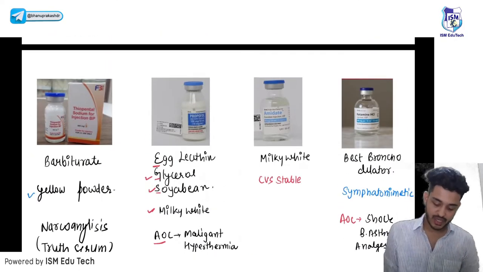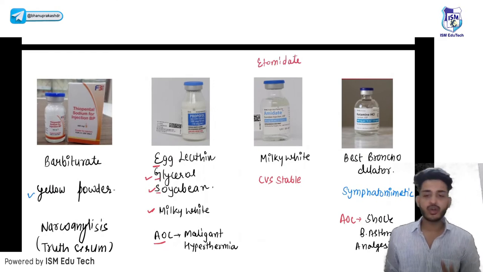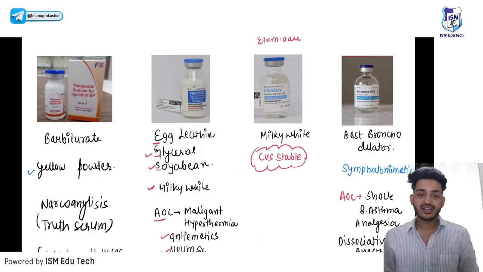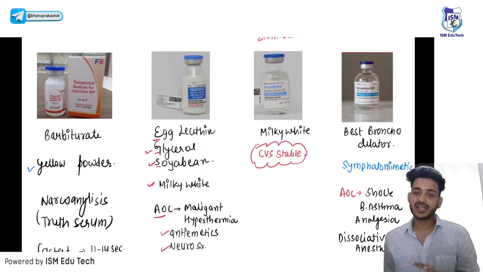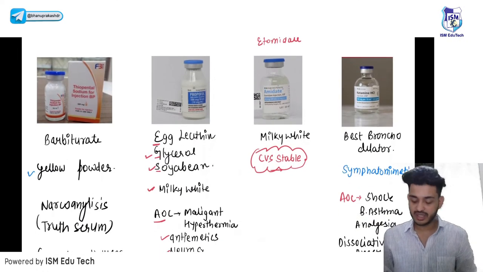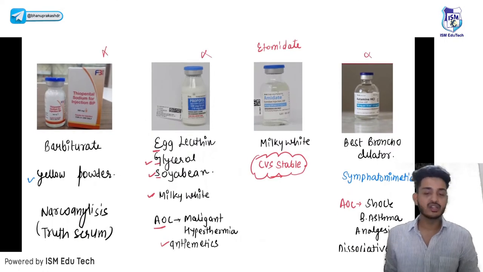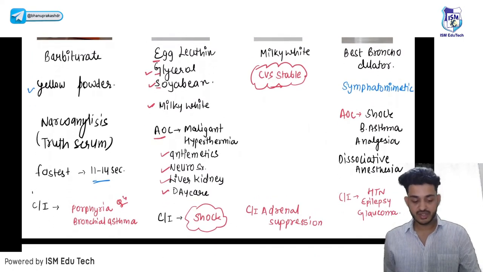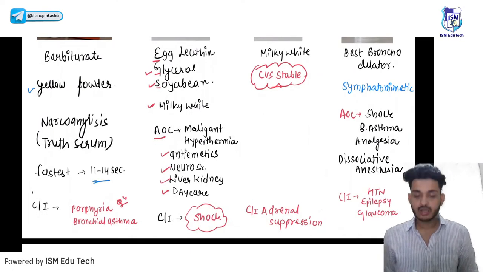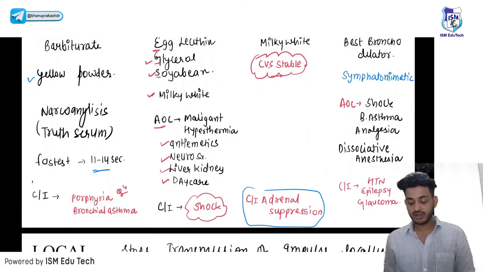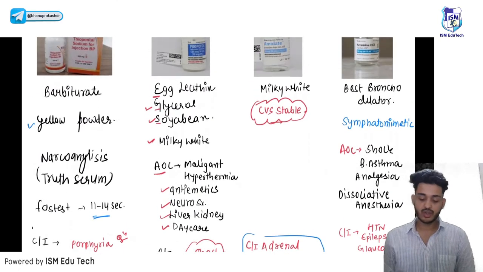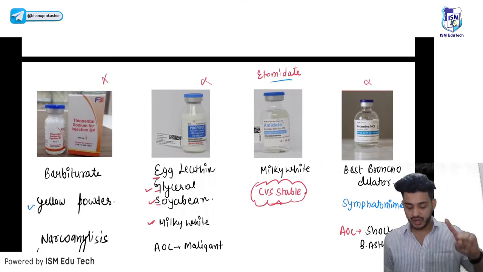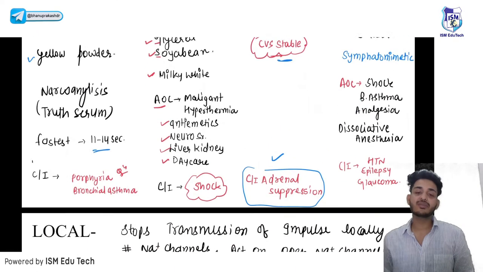Next, we have to study about etomidate. Two important points we need to remember about etomidate. First one, this one is cardiostable. Okay, of all the other IV agents, like thiopentone, propofol, ketamine, the best cardiostable agent is etomidate. All others are cardiovascular unstable. Second thing, most important thing, it will produce a side effect that is known as adrenal suppression. There will be adrenal suppression. So for etomidate, we need to remember two important things. First thing, it is a cardiostable drug. Second thing, it can produce adrenal suppression.